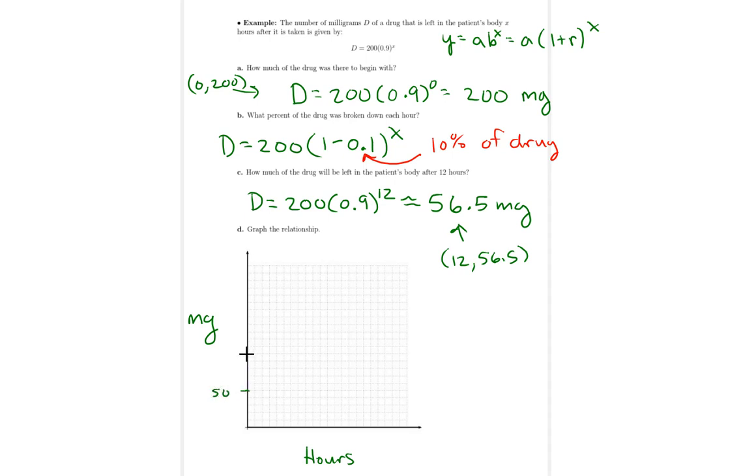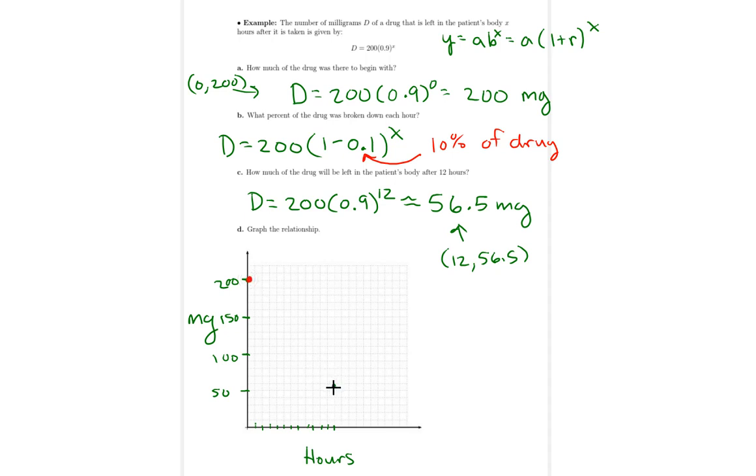So there's 100, 150, and 200. And then, of course, in the hours, each one can just be 1. So 1, 2, 3, 4, 5, 6, 7, 8, 10, 11, 12. So we know that we're at 12, 56.5. So that's just going to be right about in here. And we're at (0, 200). And I'm going to put that in a different color.